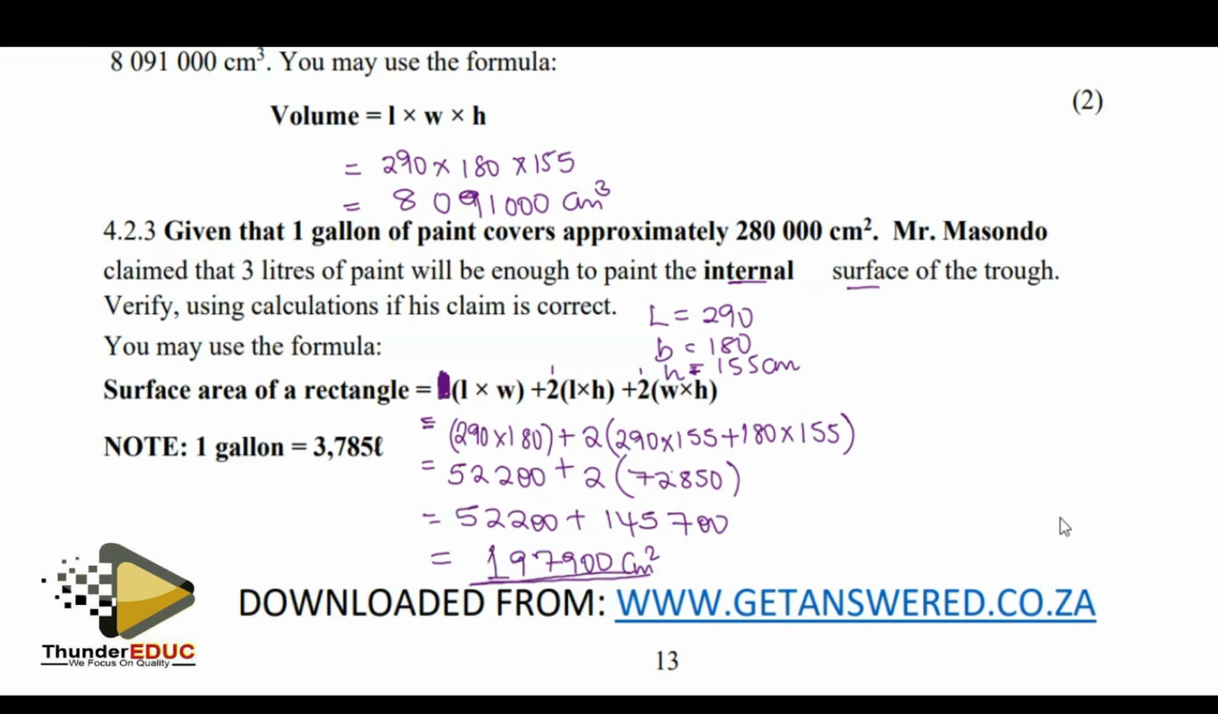Now we shall ask ourselves, look, the spread rate is given in gallons. You understand? 1 gallon covers an area of 280,000. So for us, we have an area of 197,900. So what is it going to be?